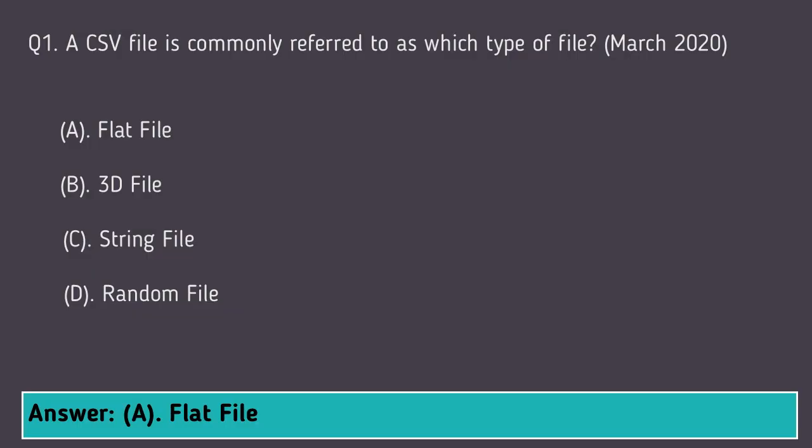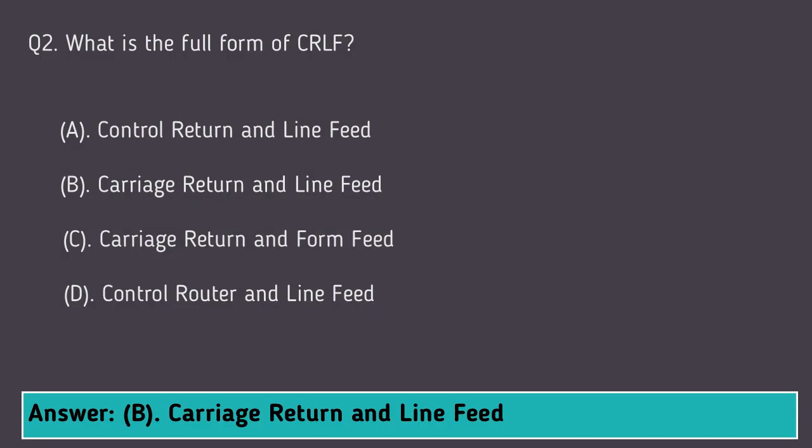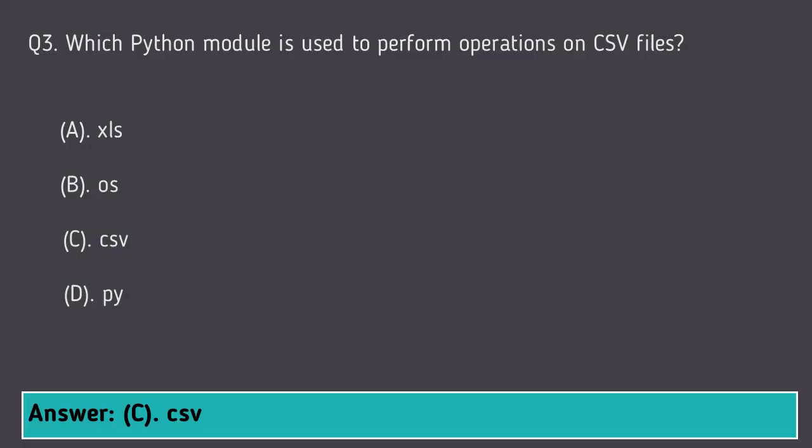A CSV file is commonly known as a flat file because the data is stored in rows separated by commas. CRLF stands for carriage return and line feed. It is used to mark the end of a line in text files. Python provides the CSV module which allows programs to read, write, and manipulate CSV files easily.